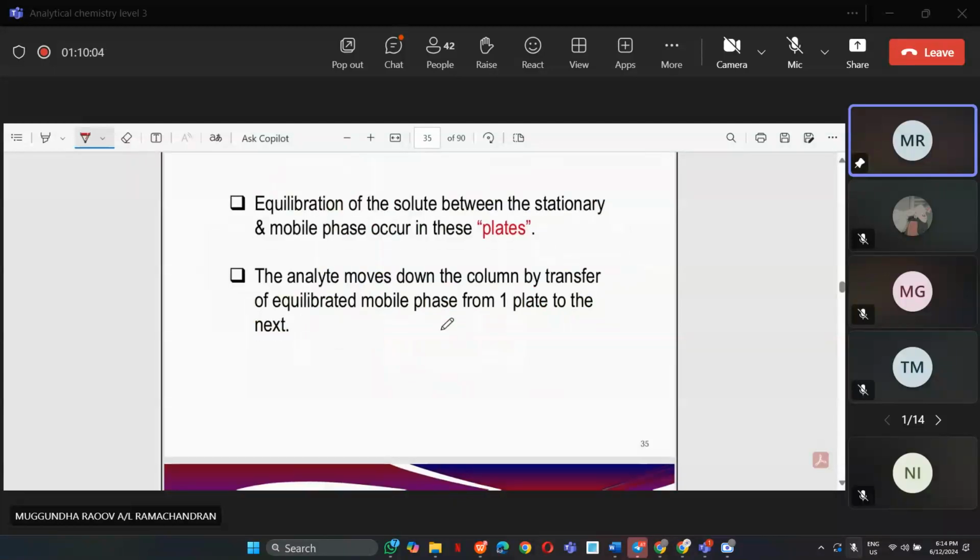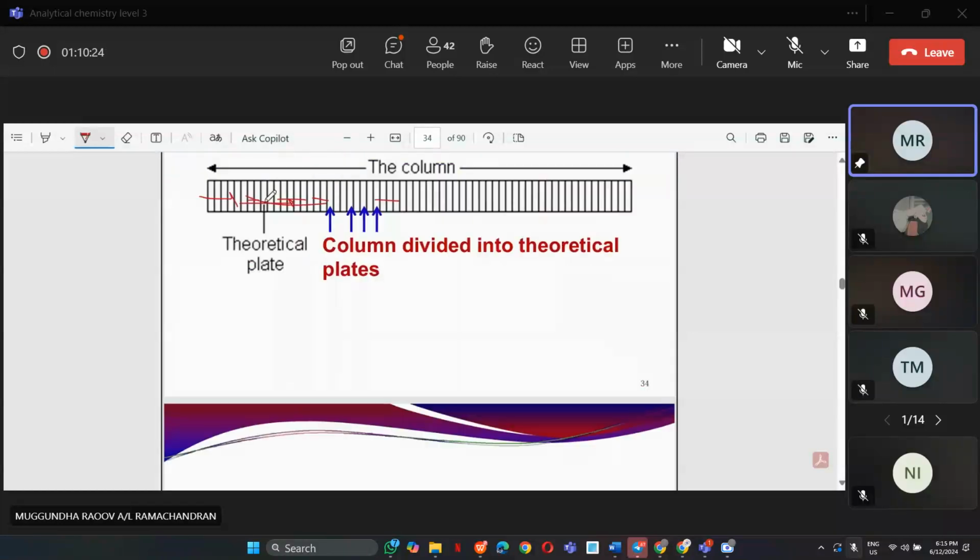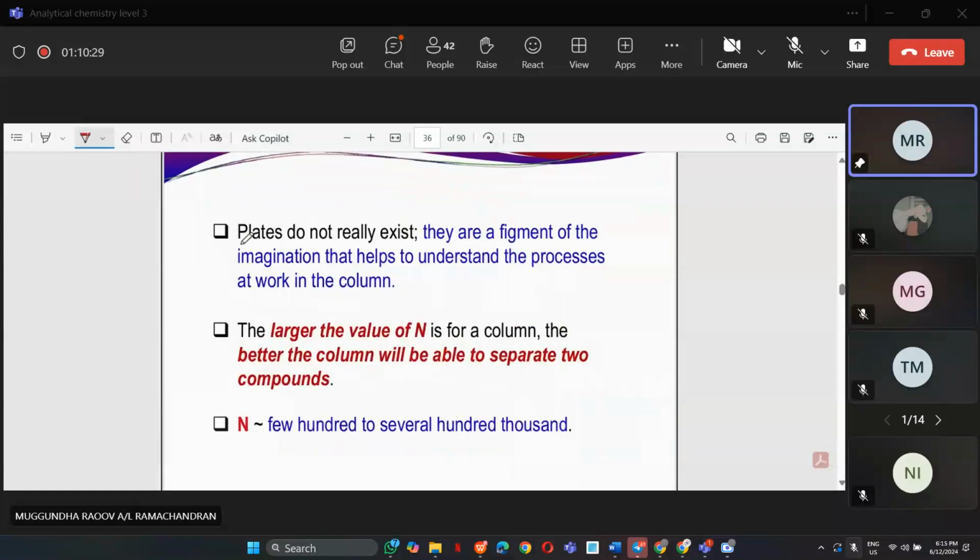There will be some equilibrium process between the mobile phase and the analyte. The analytes move down the column by the transfer of the mobile phase from one plate to the next. So class, that equilibrium is what pushes the analyte from one plate to another throughout the column. The plate does not actually exist; it is a figment of the imagination that helps us understand how the column works.